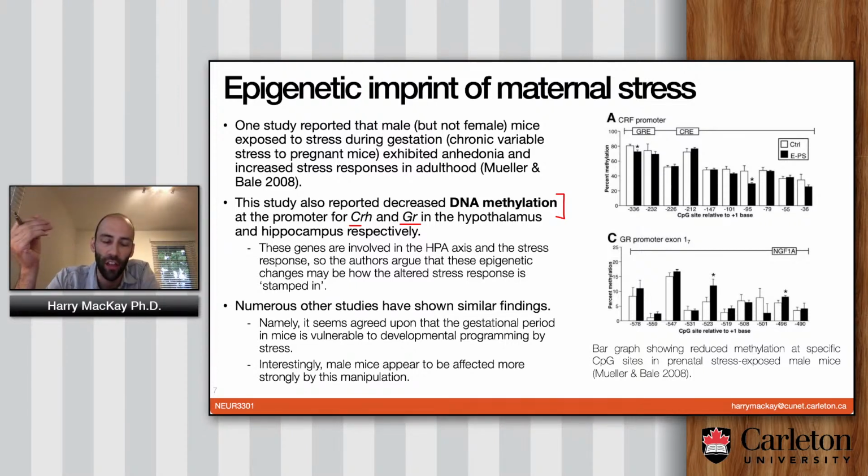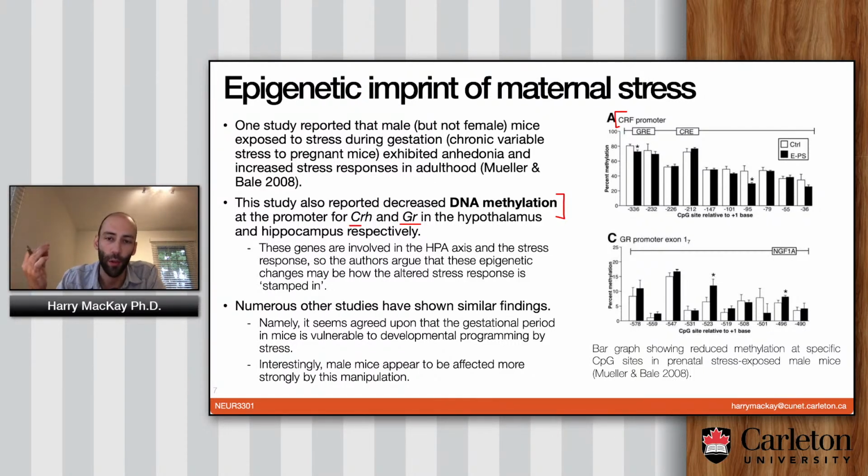You've got CRH, that's the corticotropin releasing hormone. They call it CRF here, but that's just another name for the same thing. There's GR, that's the glucocorticoid receptor. These are all genes that are involved in responding to stress via the HPA axis, the hypothalamic pituitary adrenal axis. So the theory would be that by changing the amount of these genes, or changing the degree to which these genes are expressed, would potentially change how this HPA axis works.